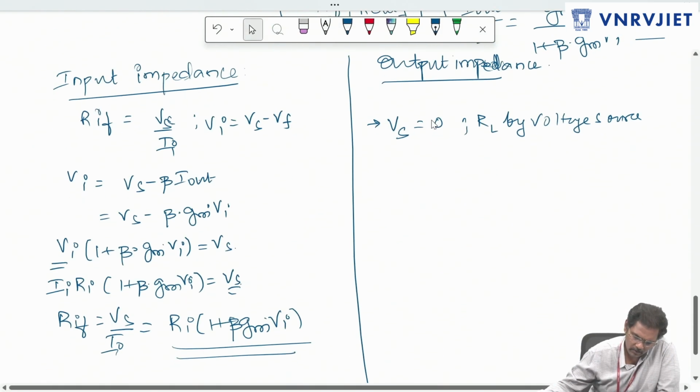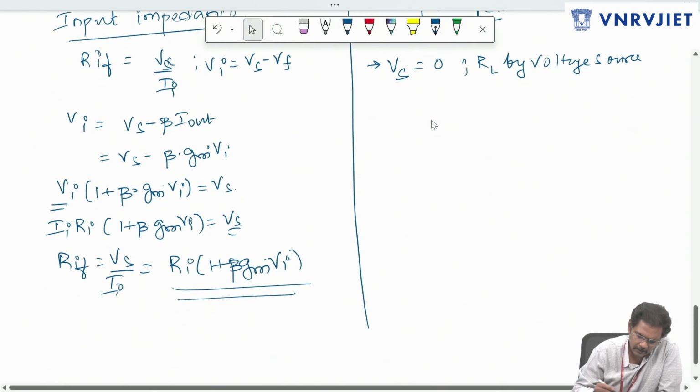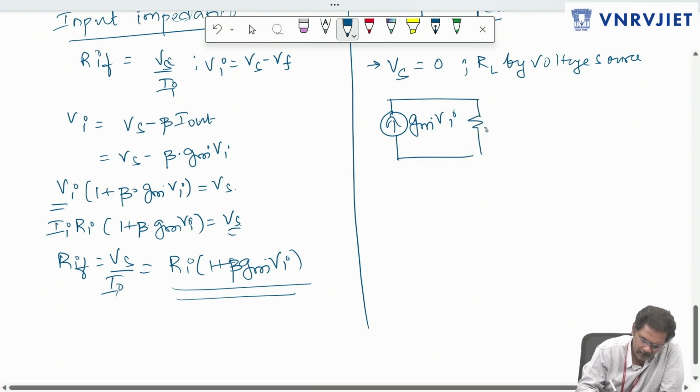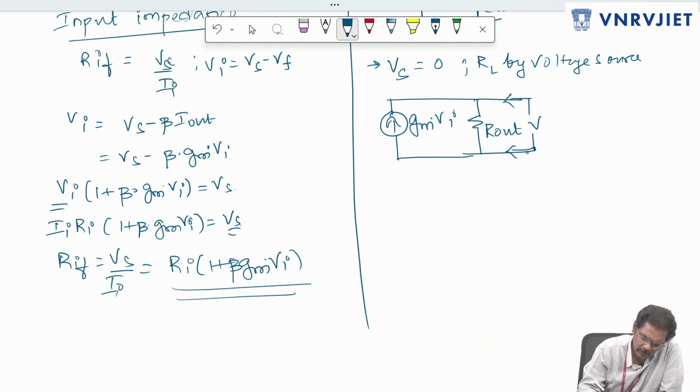So let me go down to this and let me draw the circuit, that is Gm times Vi. That's like R out here, and I have replaced that by a voltage source V. So this is the voltage source that we are giving in. Now again the same process follows here. Vi is equal to Vs minus Vf, that we already know. The Vs value is made equal to 0, so Vi is equal to minus Vf.